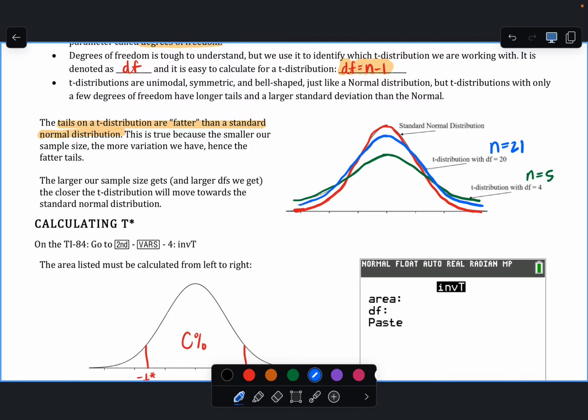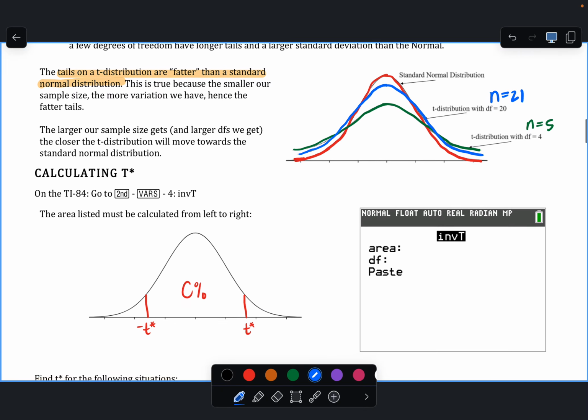This is just something to kind of go into because they do ask those questions of how are these two distributions the same and different. They are both unimodal, they are both symmetric. It's just when it comes to the standard normal, there's only one. When it comes to the T distribution, there are a family of them depending on sample size, and the T distribution has more area in the tails depending on your sample size. So this is what we are going to use.